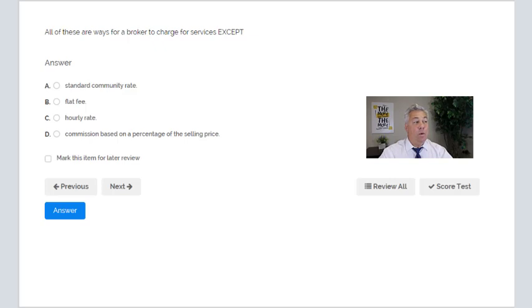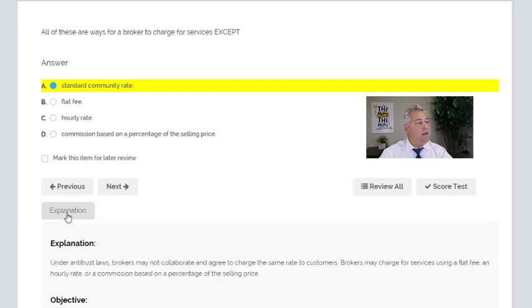All of these are ways for a broker to charge for services except A, a standard community rate, B, a flat fee, C, an hourly rate, or D, commission based on a percentage of the selling price. And your answer is going to be standard community rate. There is no such thing as a standard community rate.